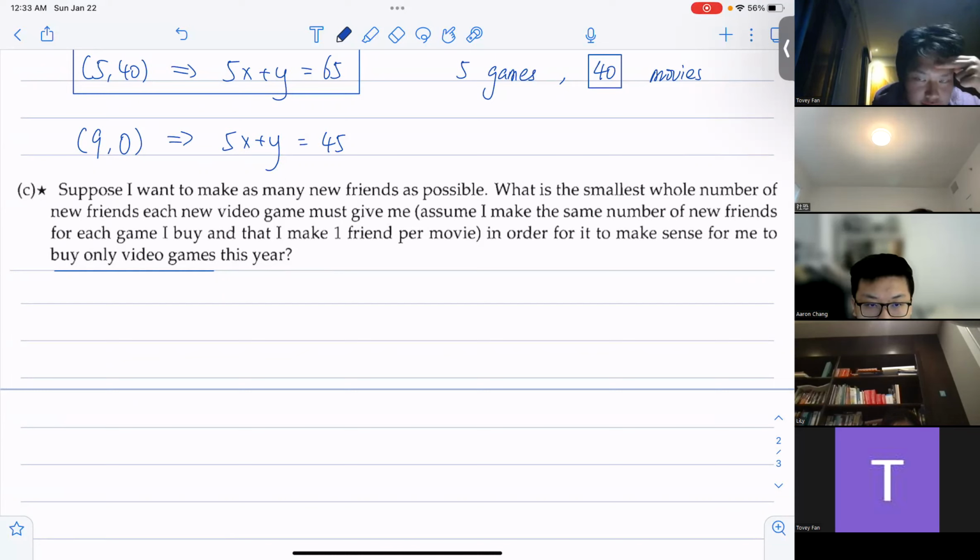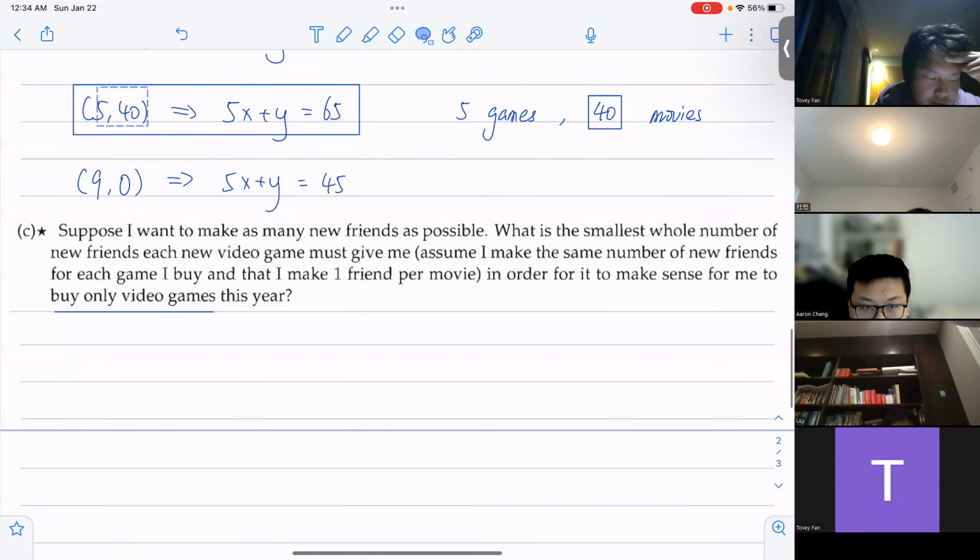Maybe I should make it clearer. So 5x plus y makes sense, right? So what about 6x plus y? What about 7x plus y? To make video games so attractive that I should play all video games, I should spend all my money and time playing video games to make new friends.